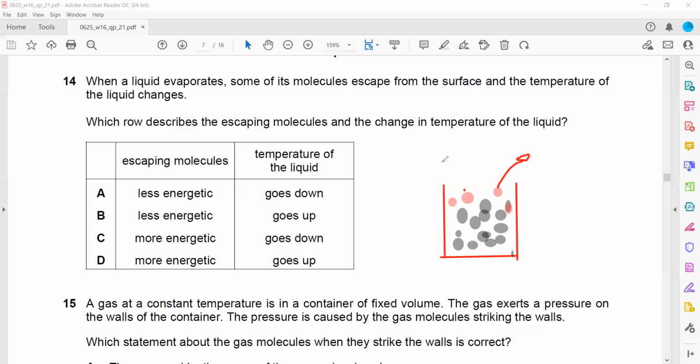As the most energetic molecules escape, what happened to the molecules which are left behind? They will have low energy. And as they have low energy, what will happen to the temperature? Because evaporation is a cooling process, the temperature of the remaining liquid will decrease. So molecules which escape are the most energetic. They have sufficient energy to break the intermolecular forces. That's why the most energetic will escape. And what happened to the temperature of the liquid? That will decrease because evaporation is a cooling process. So the molecules which are left behind will always have low energy.